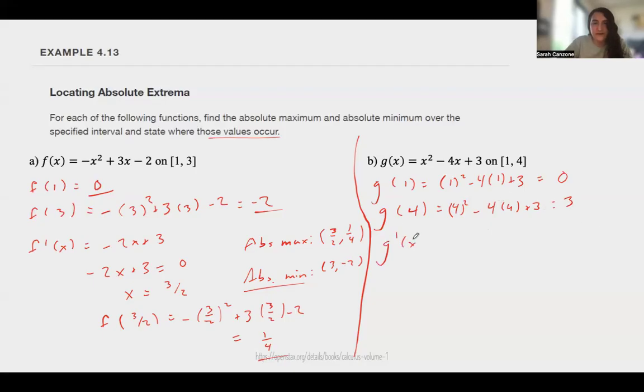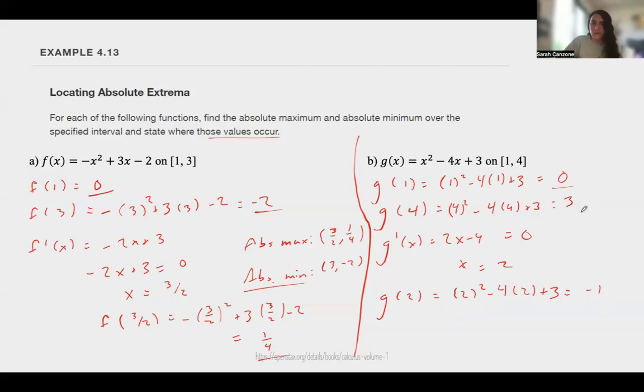So g prime of x equals 2x minus 4. If we set that equal to 0, add the 4 over, divide by 2, we get that x is equal to 2. So we can take 2 and figure out what the y value is at 2. We need g of 2, again, not g prime of 2, because we'll get 0. So g of 2 is 2 squared minus 4 times 2 plus 3. That's 4 minus 8, which is negative 4, plus 3, which is negative 1.